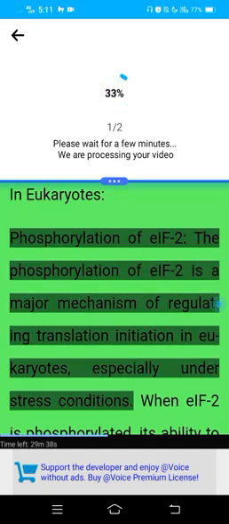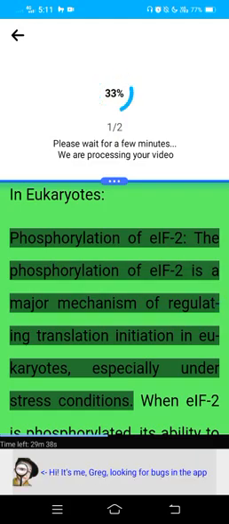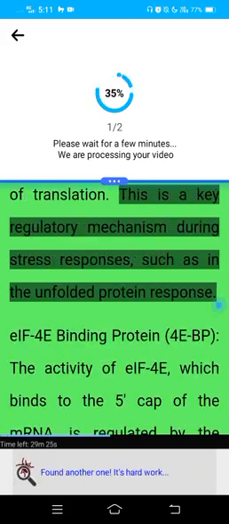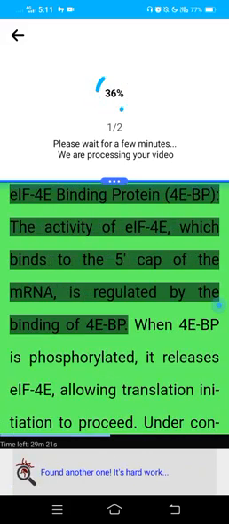In eukaryotes, phosphorylation of EIF2. The phosphorylation of EIF2 is a major mechanism of regulating translation initiation in eukaryotes, especially under stress conditions. When EIF2 is phosphorylated, its ability to exchange GDP for GTP is impaired, leading to a decrease in the formation of the initiation complex and global inhibition of translation. This is a key regulatory mechanism during stress responses, such as in the unfolded protein response.